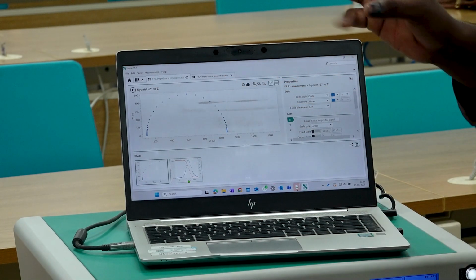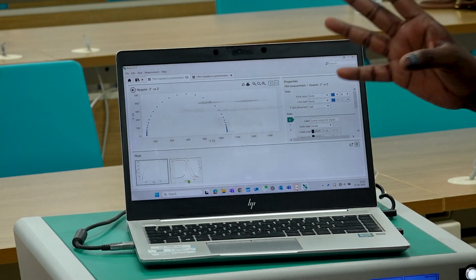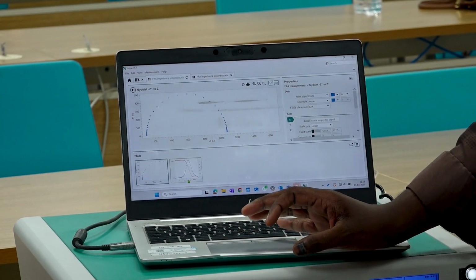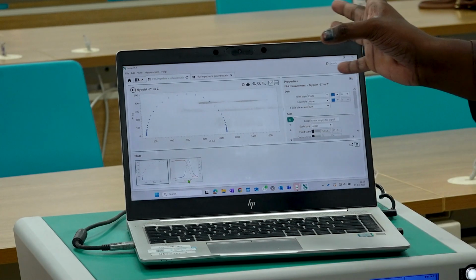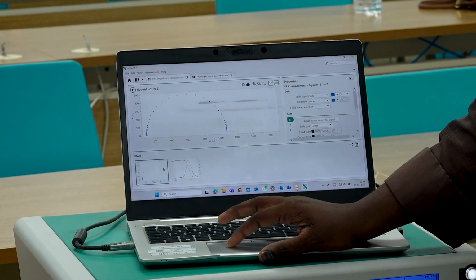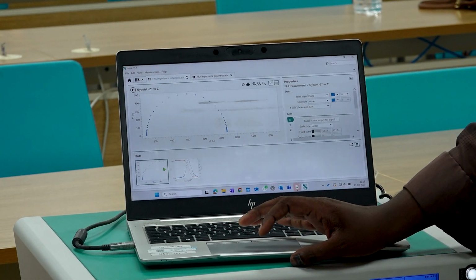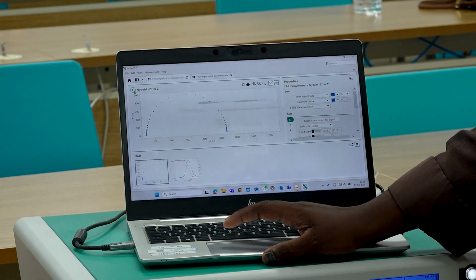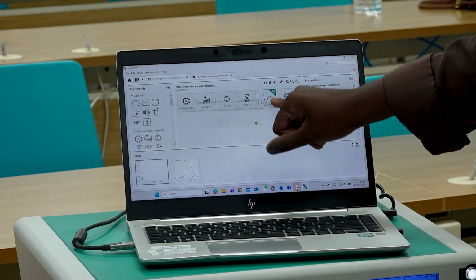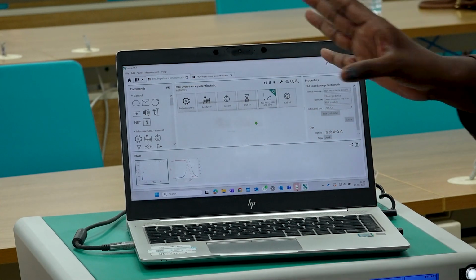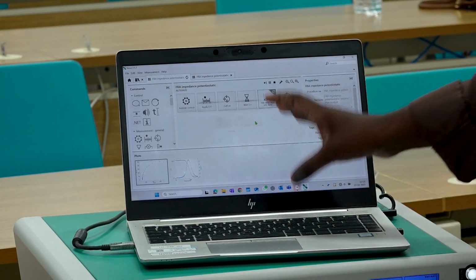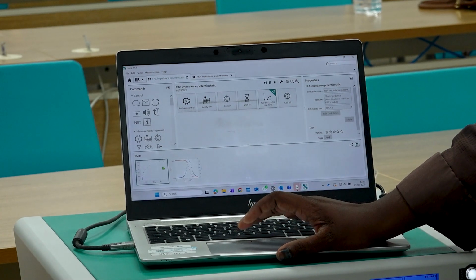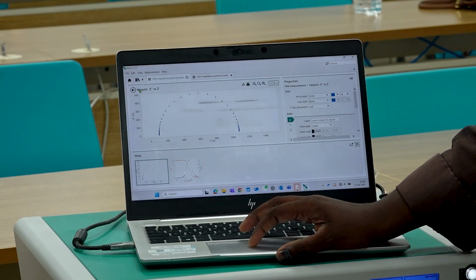So what are the two plots' names? Nyquist and Bode, B-O-D-E, Bode. Clear, right? So it is still running. You can see it is not completed yet. Once it's completed, we will open the graph and then analyze this.